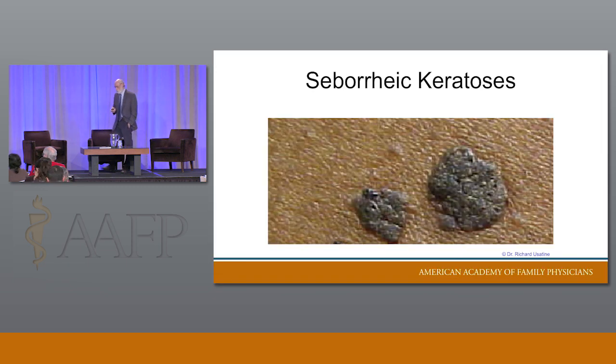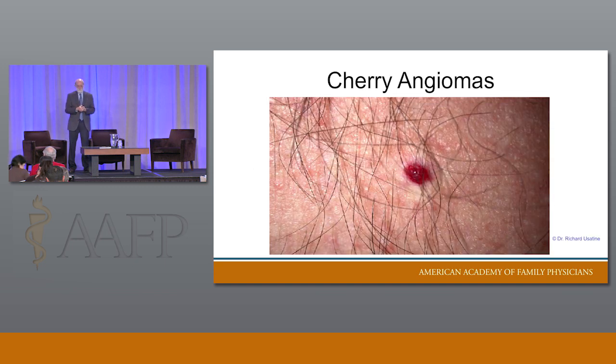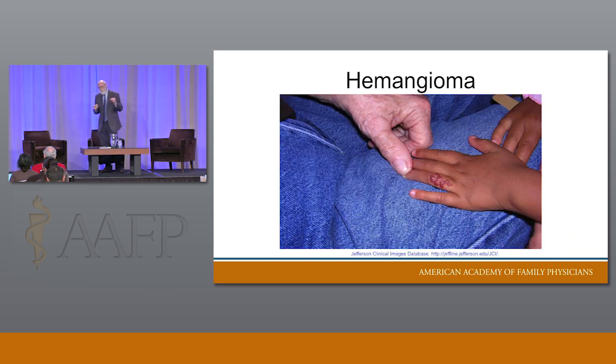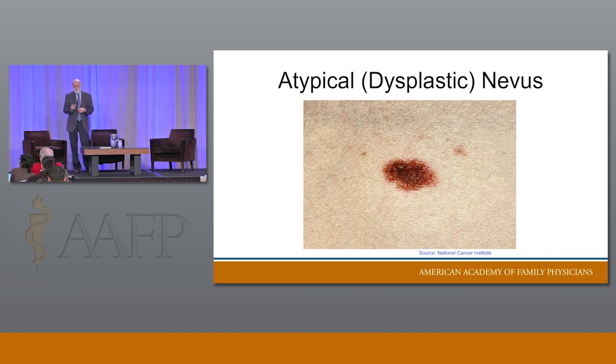These are seborrheic keratoses, very typical looking. Pigmented lesions include intradermal nevi, melanomas, SKs, Kaposi sarcoma. Cherry angiomas are pigmented. Here we see a cherry angioma. We see this in the hospital. We rush all the third-year medical students in so they can identify one dermatologic issue before they graduate. Hemangiomas, more often in kids. Pyogenic granulomas, if you touch these and try to manipulate them, they'll bleed like stink.